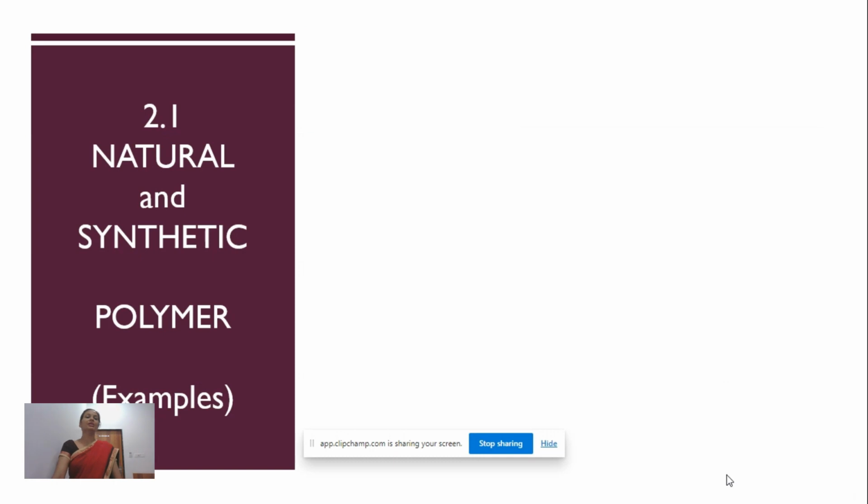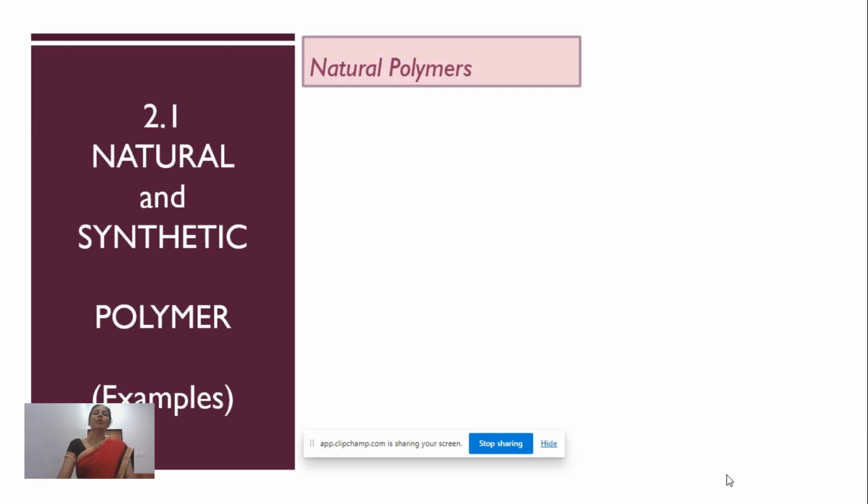First, we are discussing polymer classification based on source. Based on sources, polymers are classified into natural, synthetic, and semi-synthetic. The name itself indicates natural polymers are polymers obtained from natural sources. Like our wool, we are getting it from the sheep. So it is a natural polymer. In a similar way, DNA, RNA present in every living thing, they are also natural polymers.